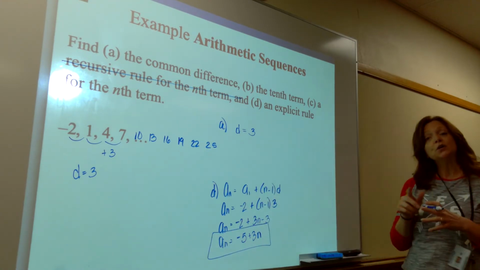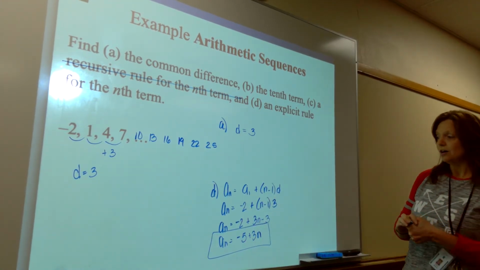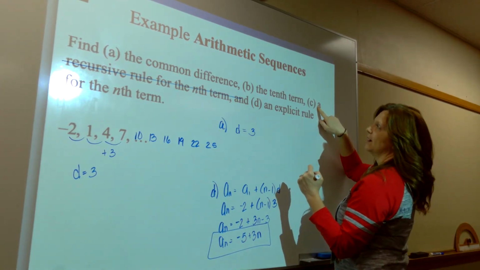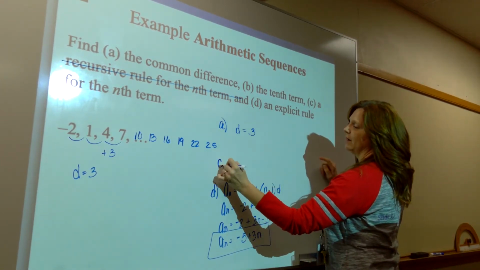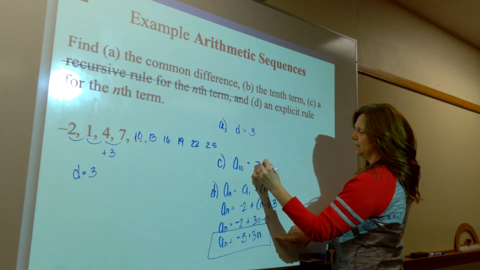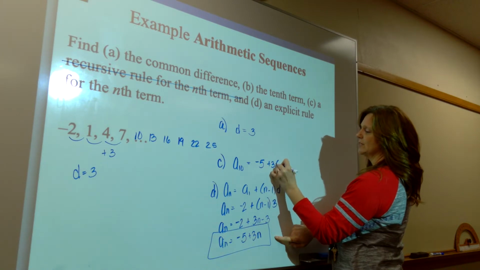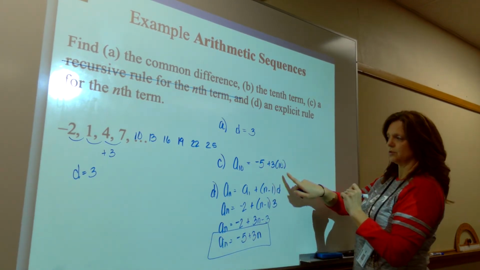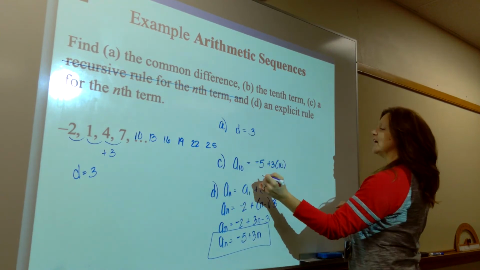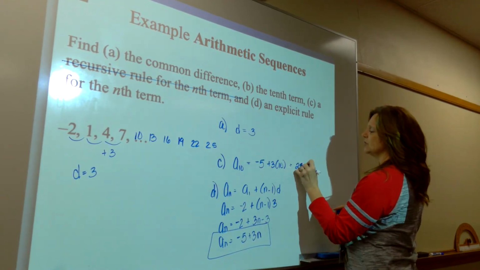So I could use my rule now to find the 10th term. If I go back up to C, I can use this rule, and a sub 10 would be equal to negative 5 plus 3 times 10, because I want to find the 10th one. So 30 minus 5, of course, is 25. So just another way you could figure it out.